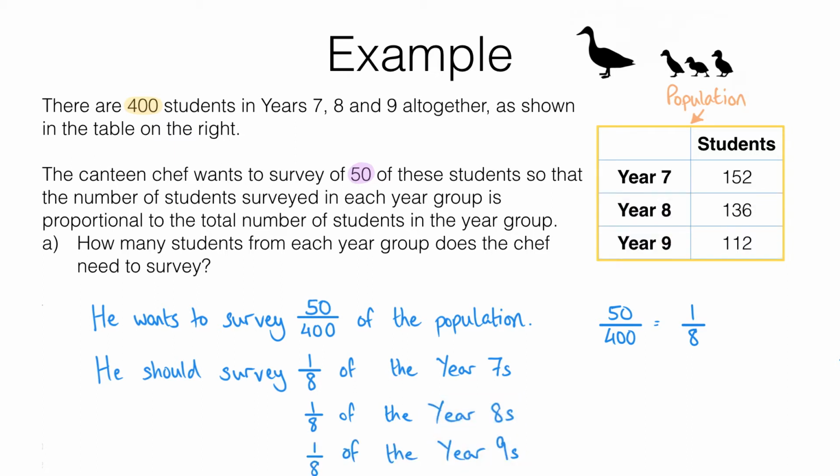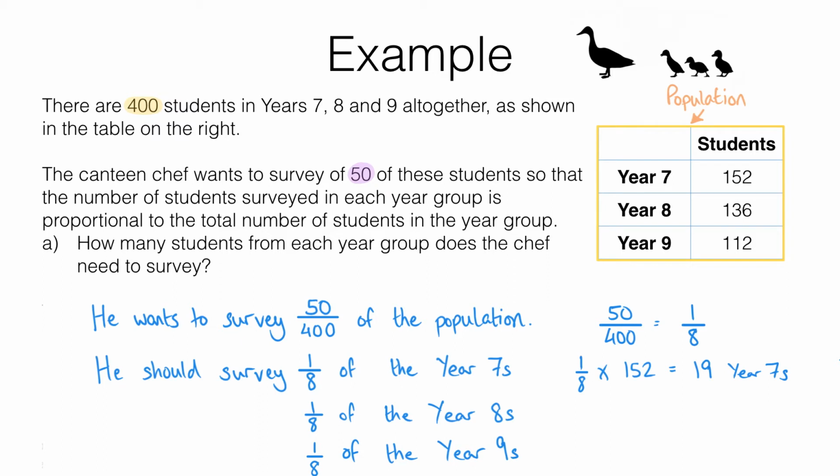In other words, he wants 1/8 of 152 students for year 7. So that's 1/8 multiplied by 152, which equals 19. You can either do that on a calculator or just realise that 1/8 of 152 is simply 152 divided by 8. So that's 19 year 7s that we need.